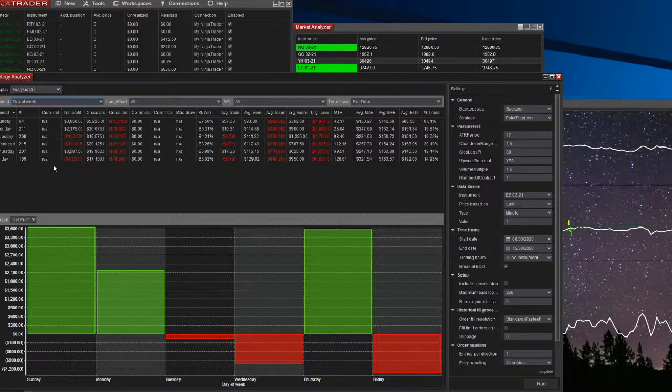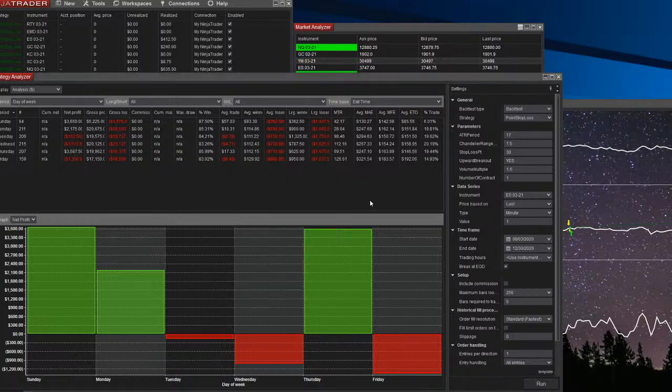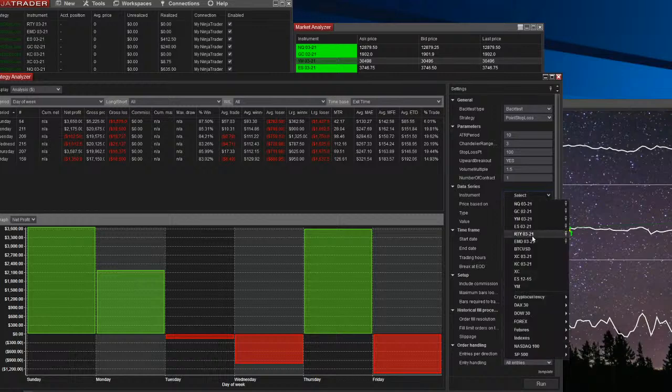Day of the week. Sunday, Monday, Thursday. Mondays seem to be good so far, so we have to remember that. Mondays seem to be a positive day. All right, let's skip over ES because I don't care about ES. NQ. All right, let's do NQ.